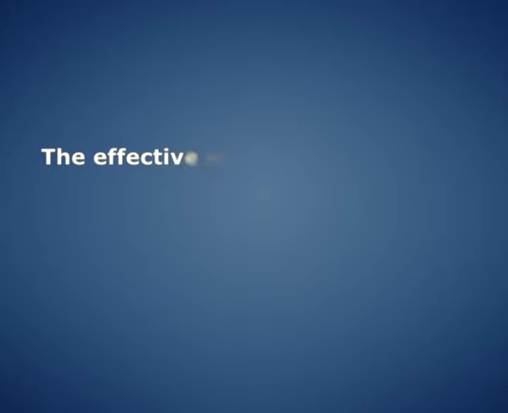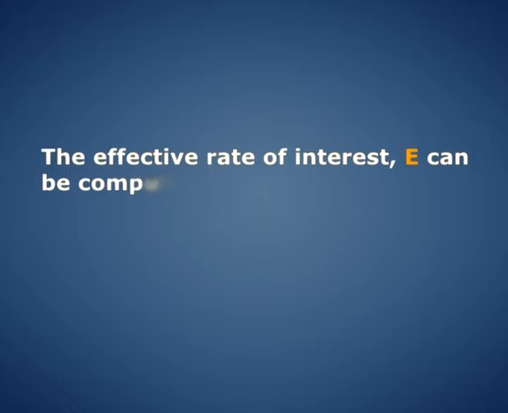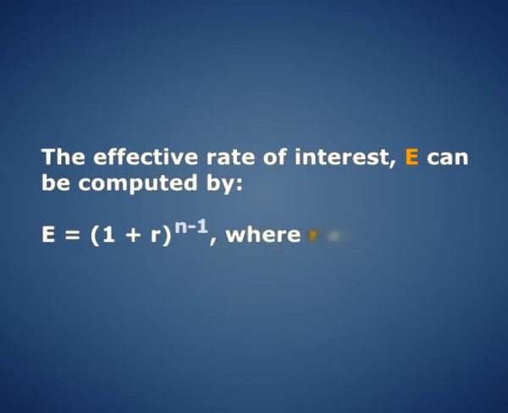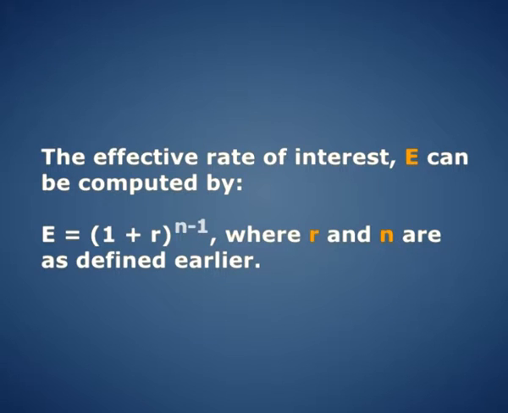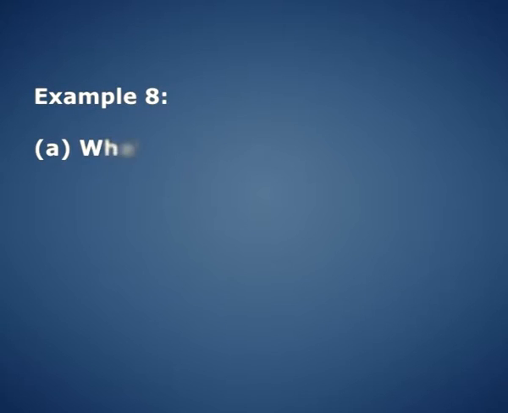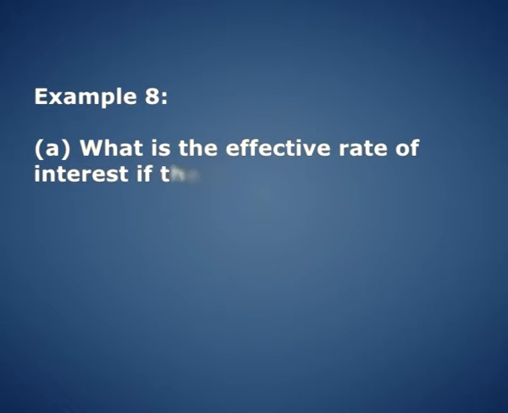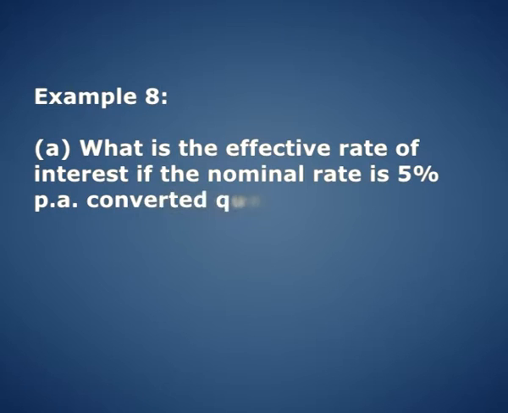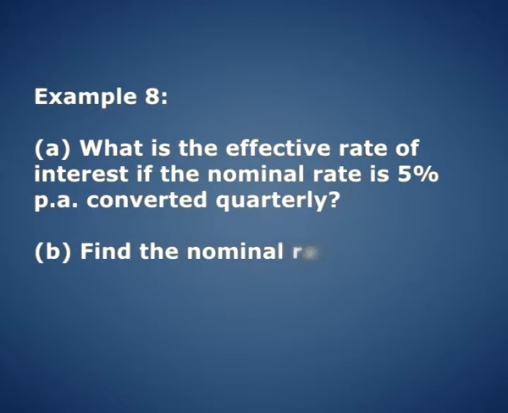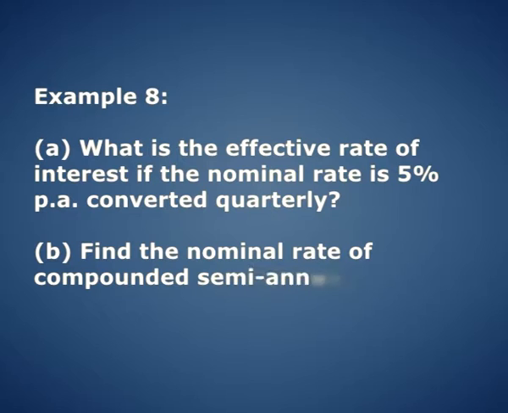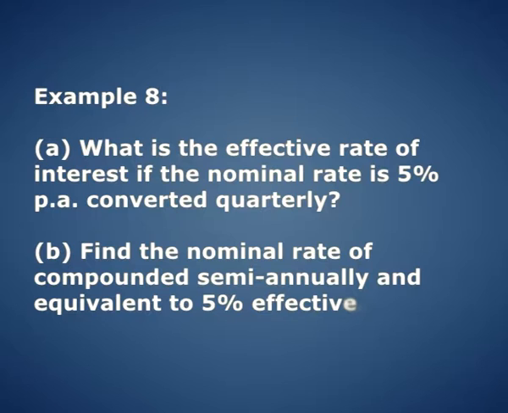The effective rate of interest, denoted by capital E, can be computed by E equals (1 plus r) to the power n minus 1, where r and n are as defined earlier. Now let's see an example here. What is the effective rate of interest if the nominal rate is 5% per annum converted quarterly? There is a second part to the question as well. Find the nominal rate compounded semi-annually and equivalent to 5% effective. Now let's come to the solution to the first part.